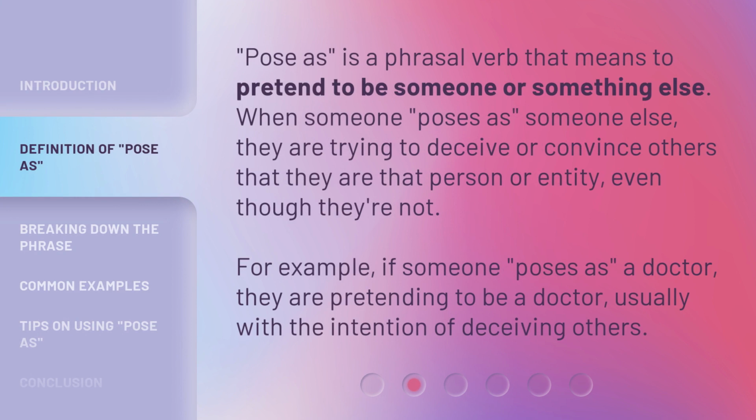Pose as is a phrasal verb that means to pretend to be someone or something else. When someone poses as someone else, they are trying to deceive or convince others that they are that person or entity, even though they're not. For example, if someone poses as a doctor, they are pretending to be a doctor, usually with the intention of deceiving others.